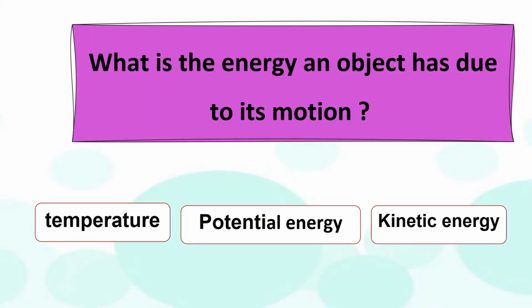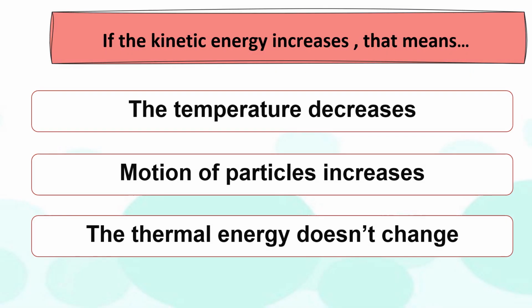What's the energy an object has due to its motion? Temperature, potential energy, or kinetic energy? The answer is kinetic energy. If the kinetic energy increases, that means the temperature decreases, or motion of particles increases, or the thermal energy doesn't change. The answer is motion of particles increases.